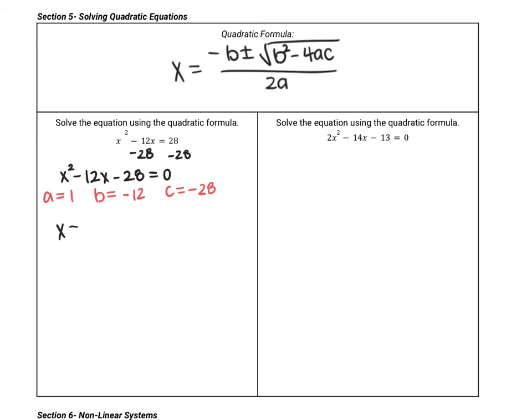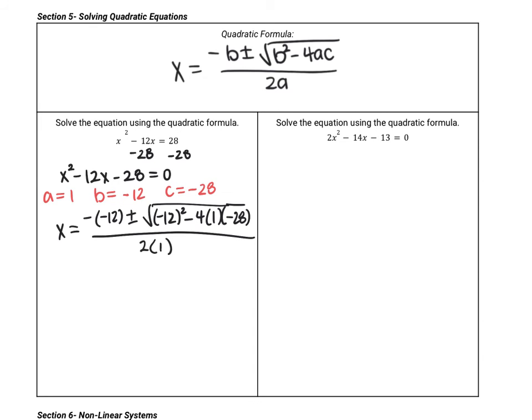So plugging it in, we have x equals -b, so -12, plus or minus, under the square root, -12 squared minus 4 times 1 times -28 all over 2 times 1. So now I'm just working on simplifying the equation. So -12 turns into a +12, plus or minus, under the square root, -12 squared is +144. -4 times 1 times -28 is +112, all over 2.